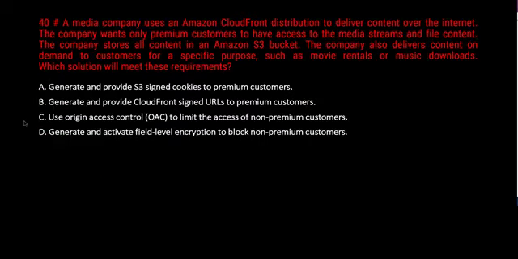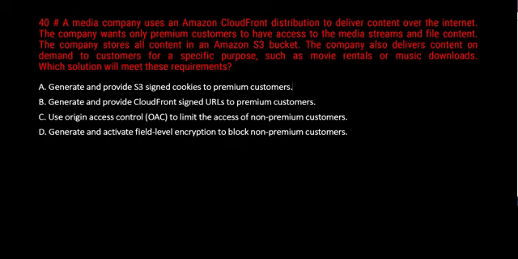Question number 40. A media company uses an Amazon CloudFront distribution to deliver content over the internet. The company wants only premium customers to have access to the media streams and file content. The company stores all content in an S3 bucket. The company also delivers content on demand to customers for a specific purpose, such as movie rentals or music downloads. Let's look at the options now. First one is generate and provide S3 signed cookies to premium customers.